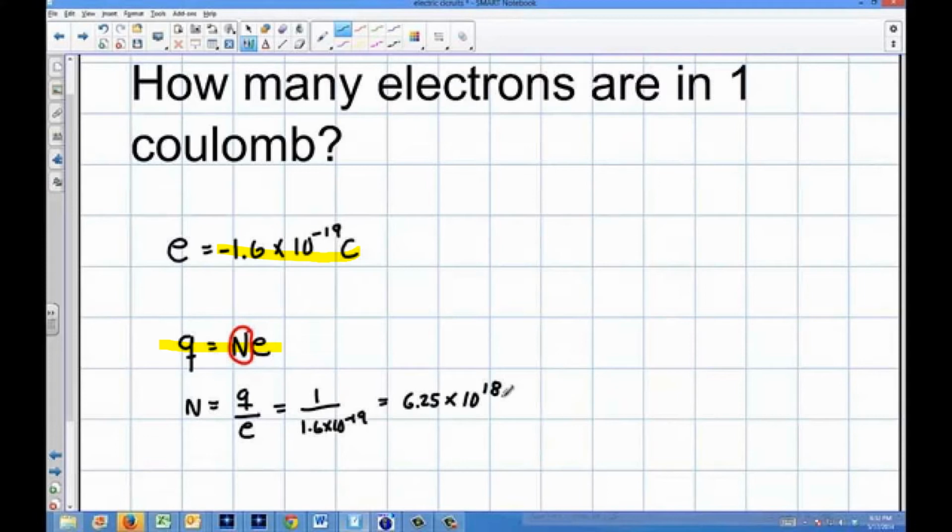So N is equal to Q upon e. That becomes 1 upon 1.6 into 10 to the power minus 19, which is approximately equal to 6.25 into 10 to the power 18 electrons. If you remember, in the previous slide we studied that 1 coulomb of charge is equal to 6.25 into 10 to the power 18 electrons, and this is how we calculated this estimate.